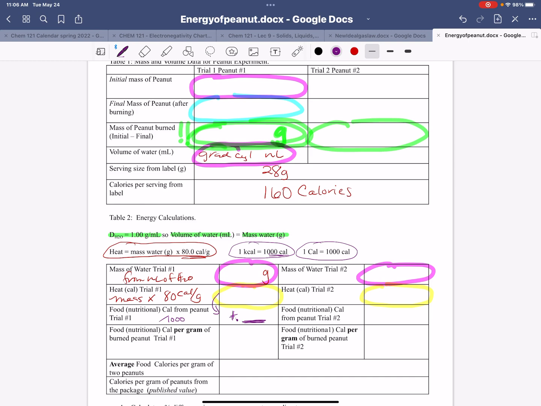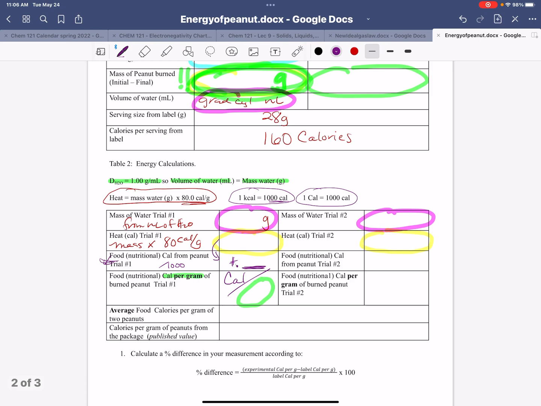Then what we'd like to do is figure out the calories per gram. We're going to use the calories from up here, and the grams of peanut from up here. So this is the burnt mass of the peanut. We'll keep that green. We're going to divide the calories by that mass of the peanut that we burned, and we're going to have a unit in calories per gram.